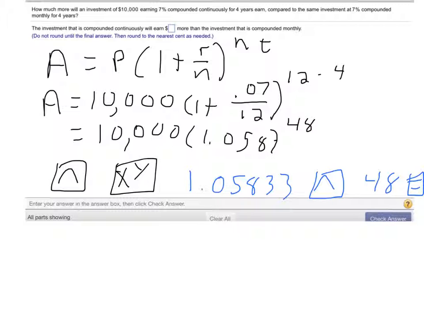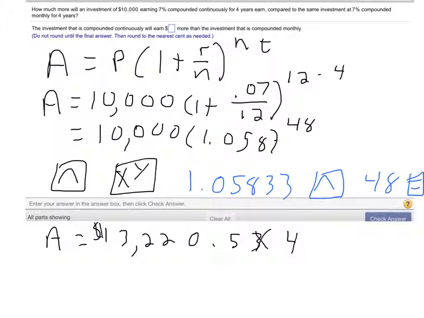So I got the 1.00583. I'll hit caret 48, and it gives me like 1.32. I'll multiply it by 10,000, and let's see. And so I get an answer here. A equals 13,220.53. So if it's compounded monthly, I'd have $13,220.53. Oops, I'll make it 54. I'm sorry, I rounded that wrong. It should have been 54 cents, because the next digit was 8.